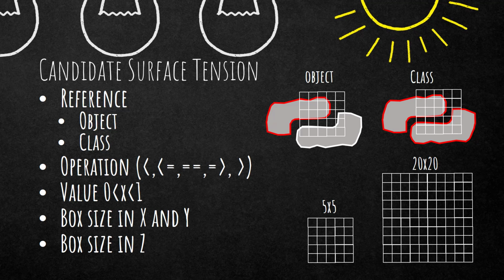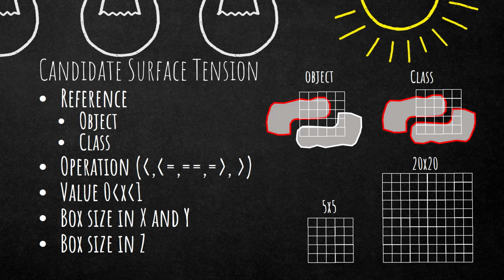So I admit that this sounds complicated, and actually it also is a bit complicated, but after this video I think you're gonna understand what it's doing, and then you can go ahead and use it, and it's gonna help you out a lot. So these are the settings on this list that you can use for candidate surface tension: the reference, operation, value, box size in X and Y, and box size in Z. And let's go from top to bottom.